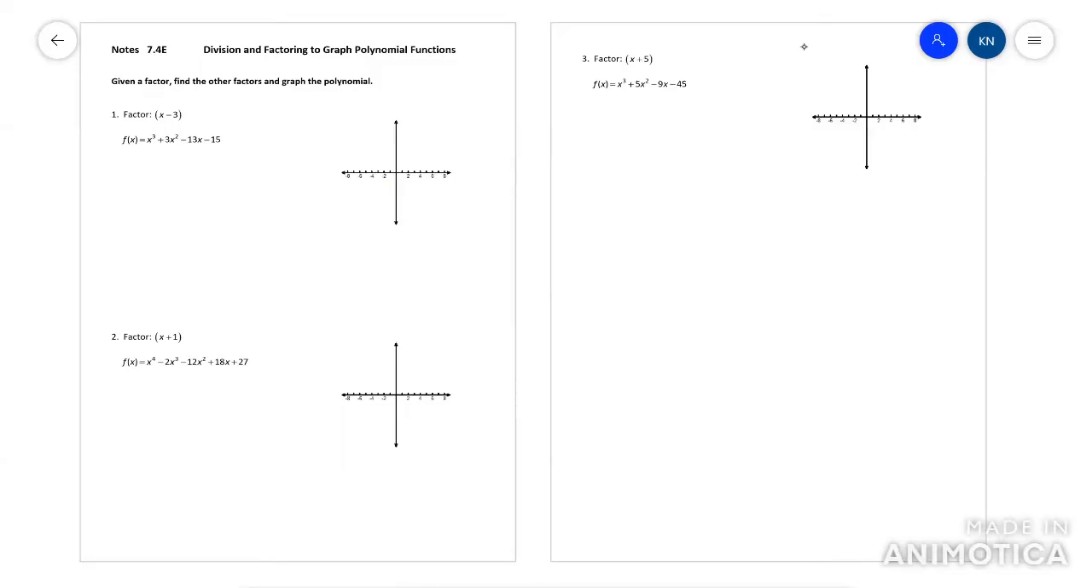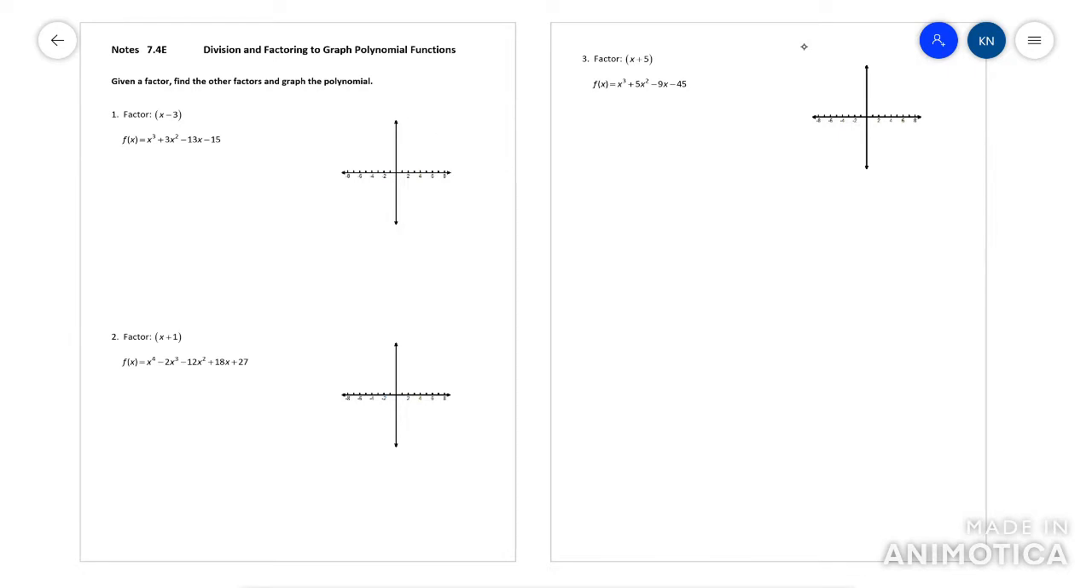Okay, this video is going to go over 7.4e, which is using division to be able to graph polynomials. So what's going to happen is they're going to give you a polynomial like this, and you're going to have to divide it by the factor they give you, and then you're going to have to graph it. So let's go ahead and get started.